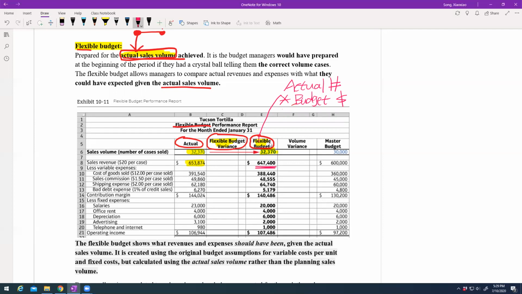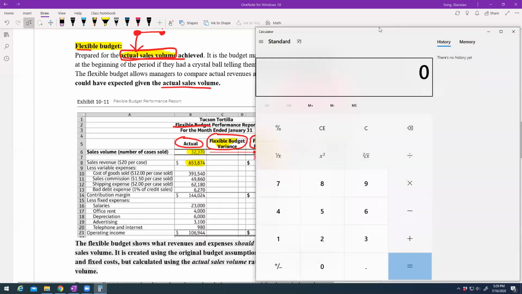647,400 is we use the actual amount, 32,370. We times our budget, which is what? Our budget is $20 for each one, right? So if you do the math, I do the math with you. So let's do the math.